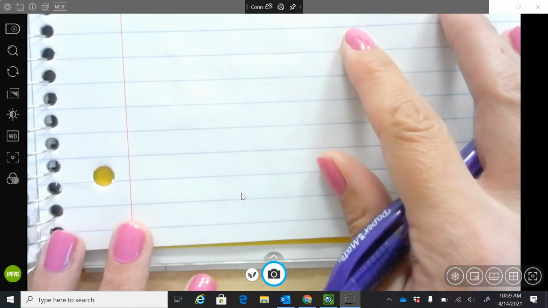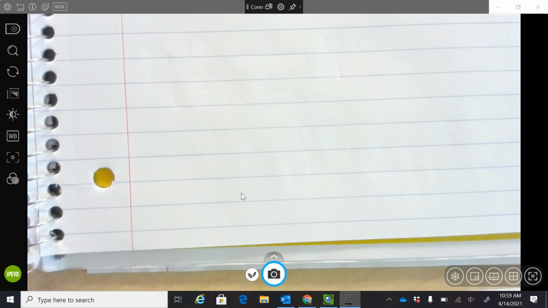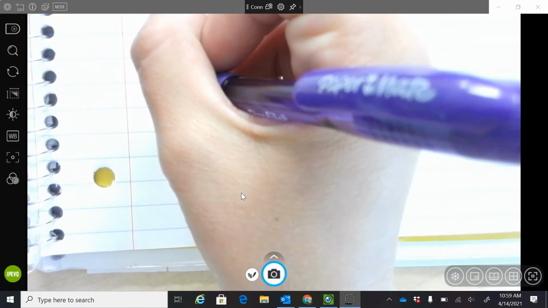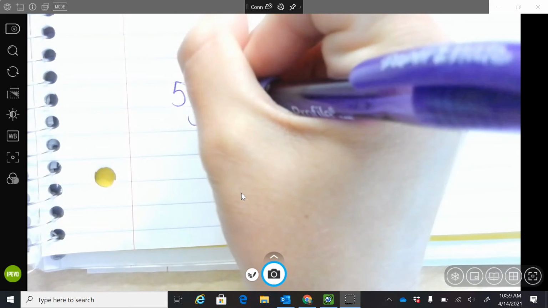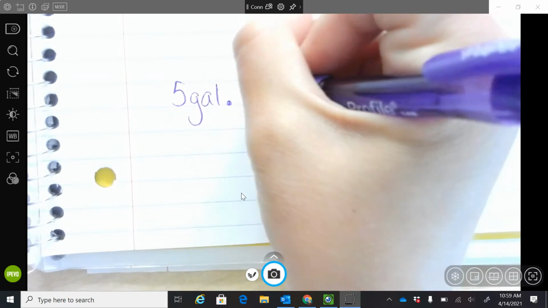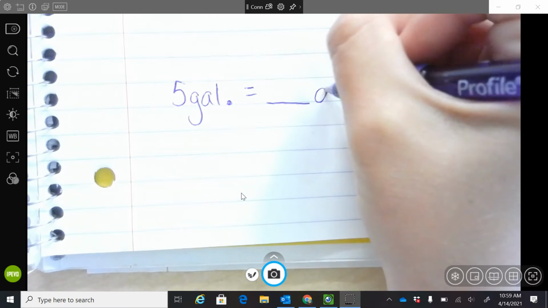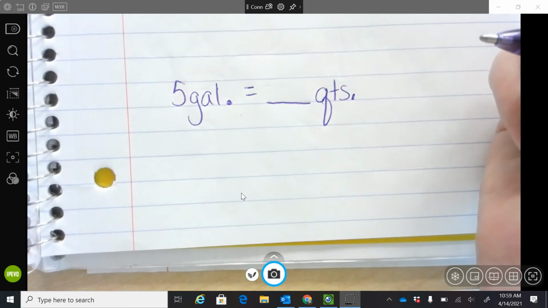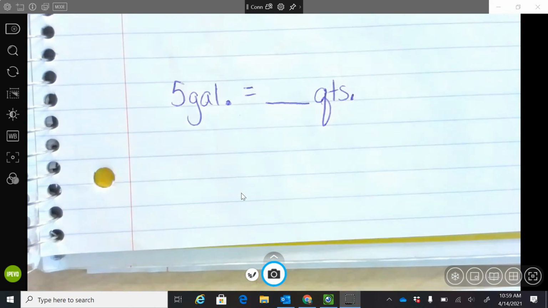Let's see, you were getting ice cream. Let's see your parents give you ice cream or give you money and you go to Publix and you get ice cream. You get 5 gallons of ice cream. It's a lot of ice cream. But how many quarts is that? So look on your chart. We're going from gallons to quarts.